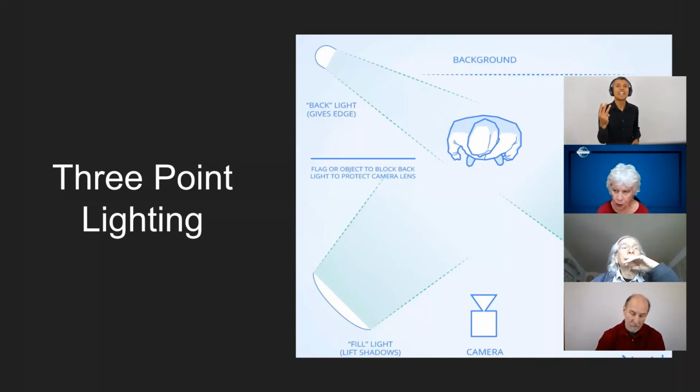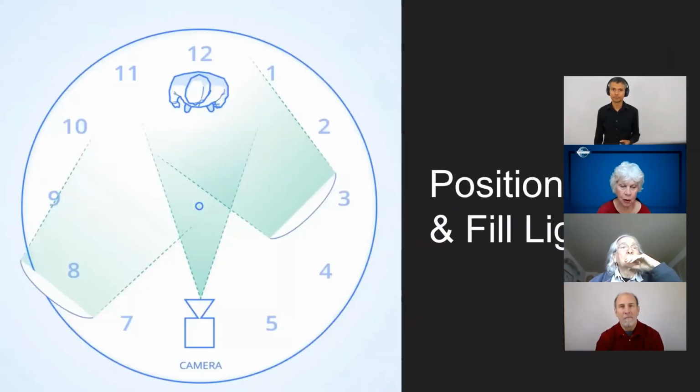There are a total of 3 lights. One is a key light. It does most of the work. 80% of the work is done by the key light. And then the fill light takes care of any shadows created by the key light. And then you have a backlight, which helps you to show your edges. Today, I'm not using a backlight because I think my edges are visible because I have a lot of light coming in.